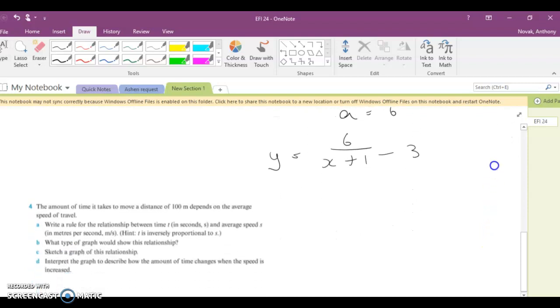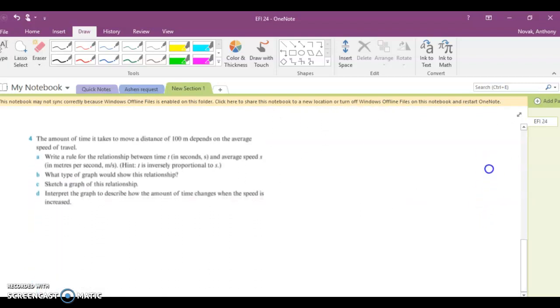All right, and the second question they asked me is question 4. By the way, you can always pause this if you want to look at something at length. So the amount of time it takes to move a distance of 100 meters depends on the average speed of travel. Write a relationship between time in seconds and the average speed in meters per second.